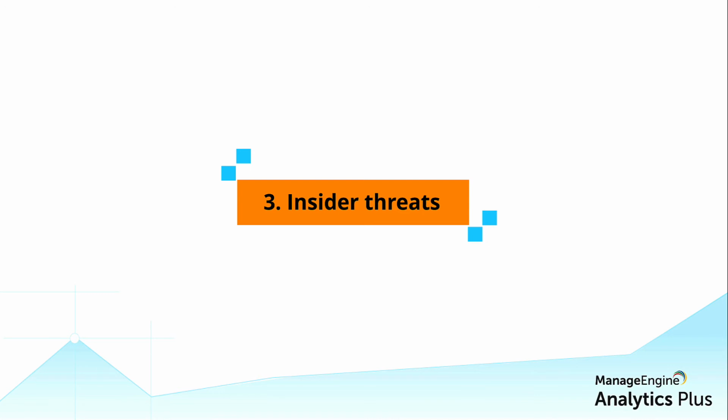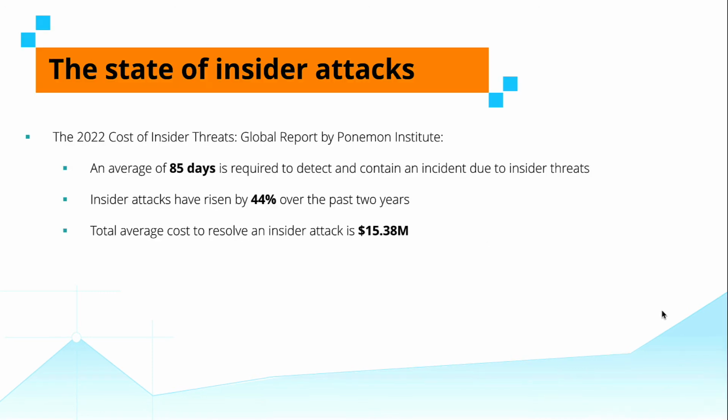Whether an employee inadvertently or consciously causes a security risk, as they are already within the organization's secure perimeter, they can be exceedingly difficult to discern and tackle. The 2022 Cost of Insider Threats Global Report discovered that it takes an average of 85 days to detect and contain an incident due to insider threats.